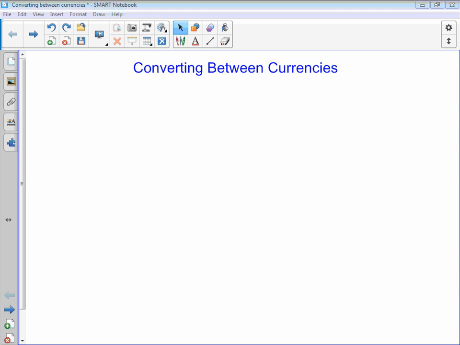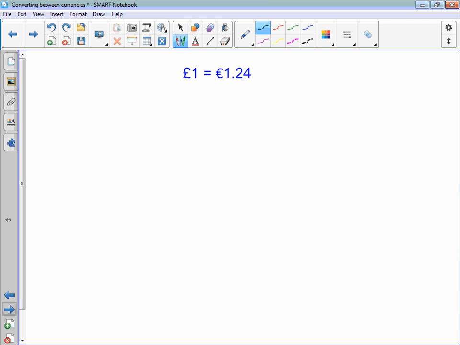We're going to look at converting between currencies. This means that we need to change one currency into another currency using an exchange rate. For the example we're going to use £1 is equal to 1.24 euros. We can consider this as a ratio, so for every £1 we have 1.24 euros.